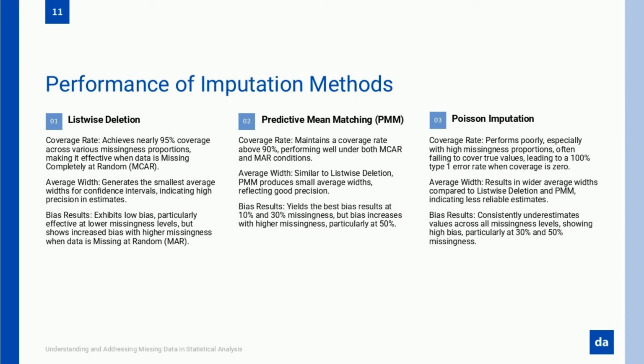Finally, we have Poisson imputation, the method that waddles into the competition looking out of place. Coverage rate. Oh no. Poisson imputation consistently fails to cover true values, especially when missingness increases. It's like a car that can't even start in cold weather, completely unreliable. Average width. The intervals are wide, vague, and practically useless. Instead of providing insights, Poisson imputation leaves you wondering what went wrong.